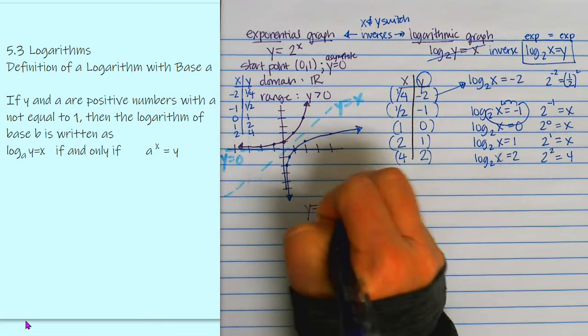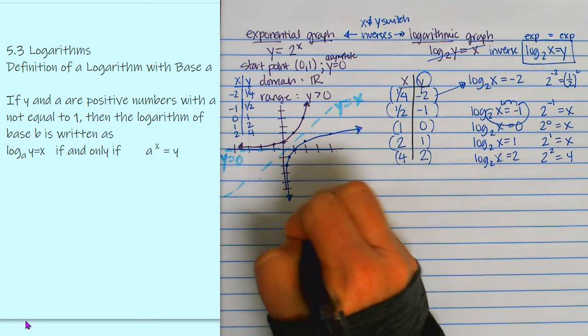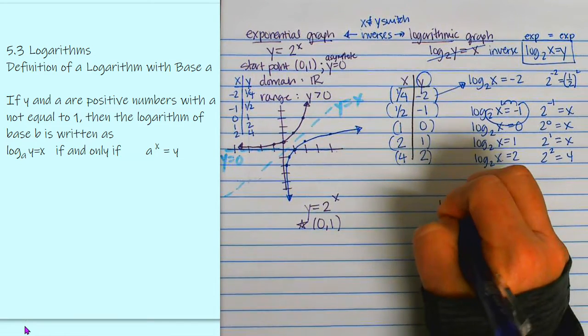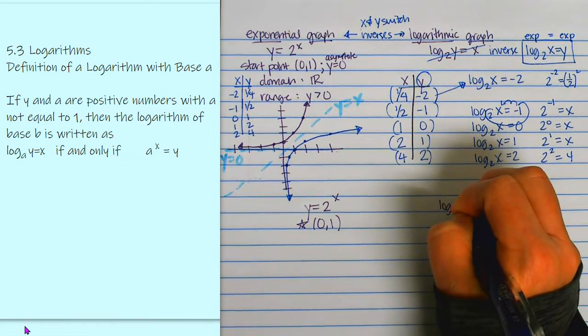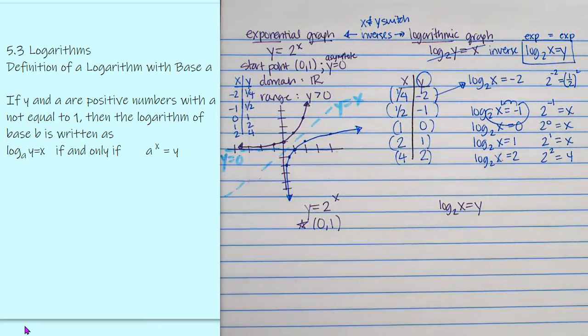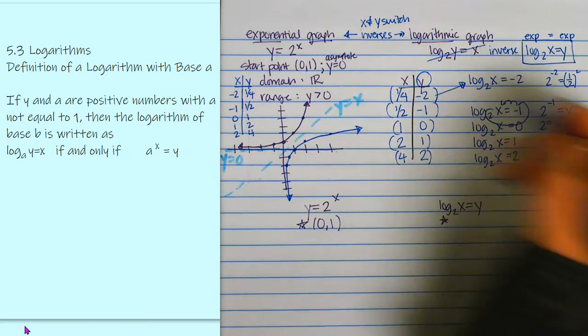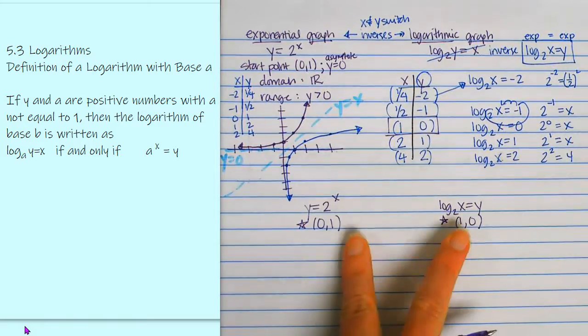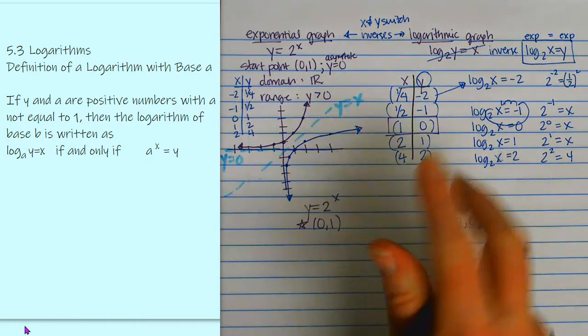Y equals 2 to the x has a starting point at 0, 1. Log base 2 of x equals y has a starting point of 1, 0. See how they're inverses? The x's and y's switch.